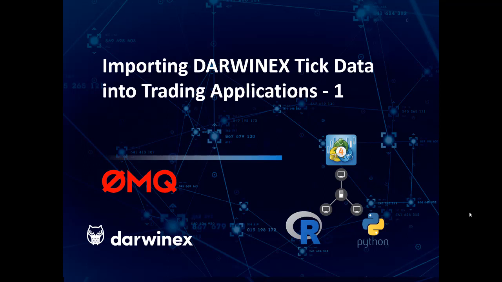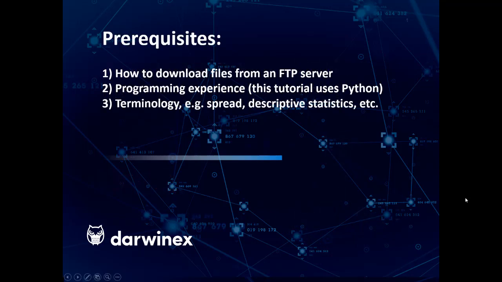In terms of prerequisites, you'll need to know, of course, how to download data from an FTP server, as all Darwinex tick data is housed on an FTP server. Programming experience, you'll need that to follow the contents of this presentation as we cover everything and create the solution in Python. To follow the content, you'll need to know some terminology. For example, what is spread, certain descriptive statistics such as mean, median, mode, etc. Simple stuff, nothing too complicated.